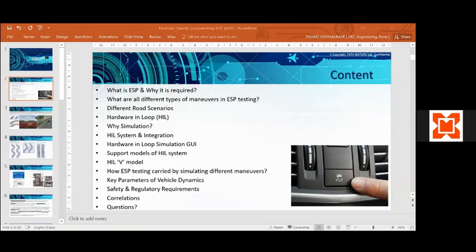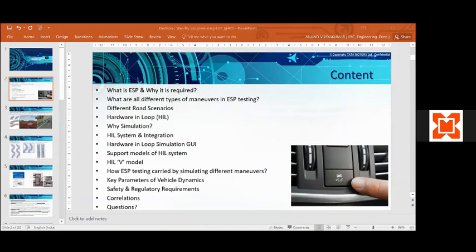So today the topic is electronic stability program. This is one of the emerging technologies and controls in our automotive industry. This control system is quite familiar and already exists, and it's also mandatory in some western countries, but it's going to be mandatory for commercial vehicles in India right now, and it's going to be there for passenger cars as well.